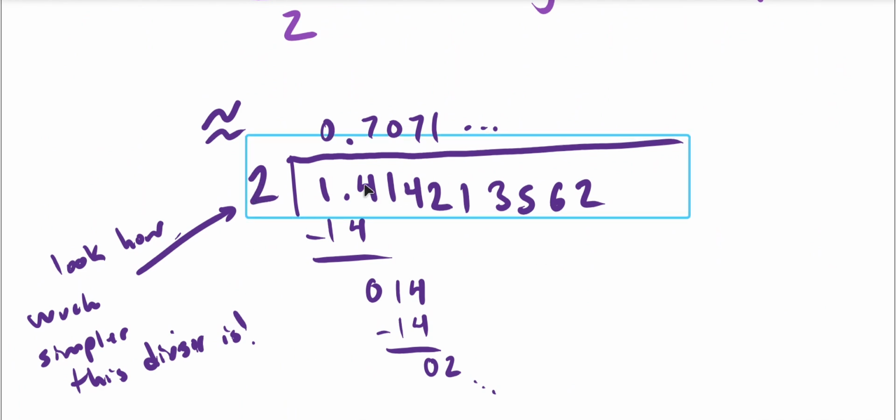So when I go to do my division, I can answer these questions quickly. How many times does it go into 1? None. How many times does it go into 14? 7. Bam! That quick. And then the difference is 0. Drop the next one down. How many times does it go into 14? 7. The difference is 0. Drop the 2 down. How many times does it go into 2? Once. You see how easy this is? So much easier than the last one.